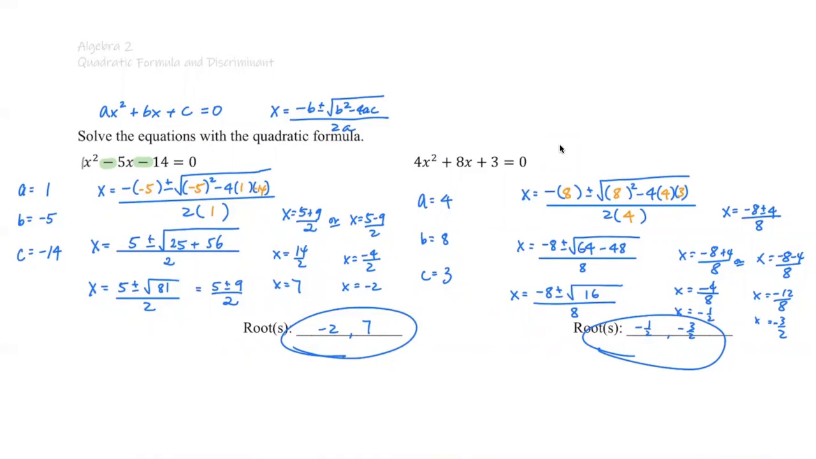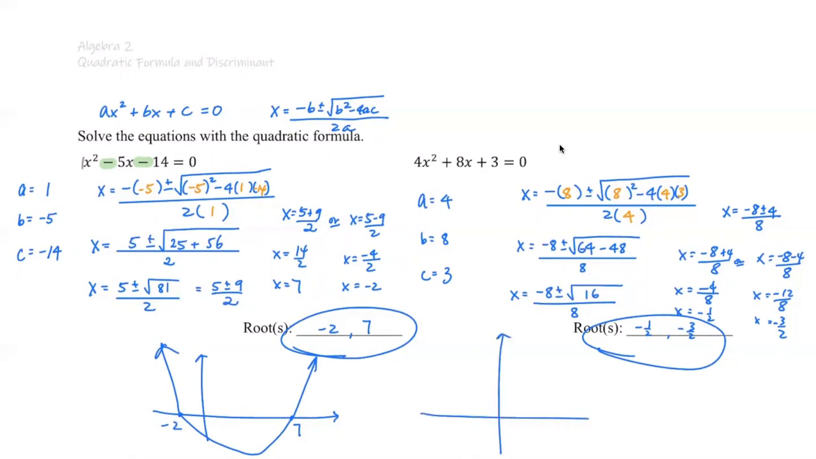These roots are actually related to x-intercepts. For example, when we say the roots are -2 and 7, that means this quadratic equation is going to cut the x-axis at -2 and 7. So it's going to be like this. If you draw the parabola, it's going to be like this. And then over here, when we say it's equal to -1/2 and -3/2, these are the 2 points that the parabola is cutting.